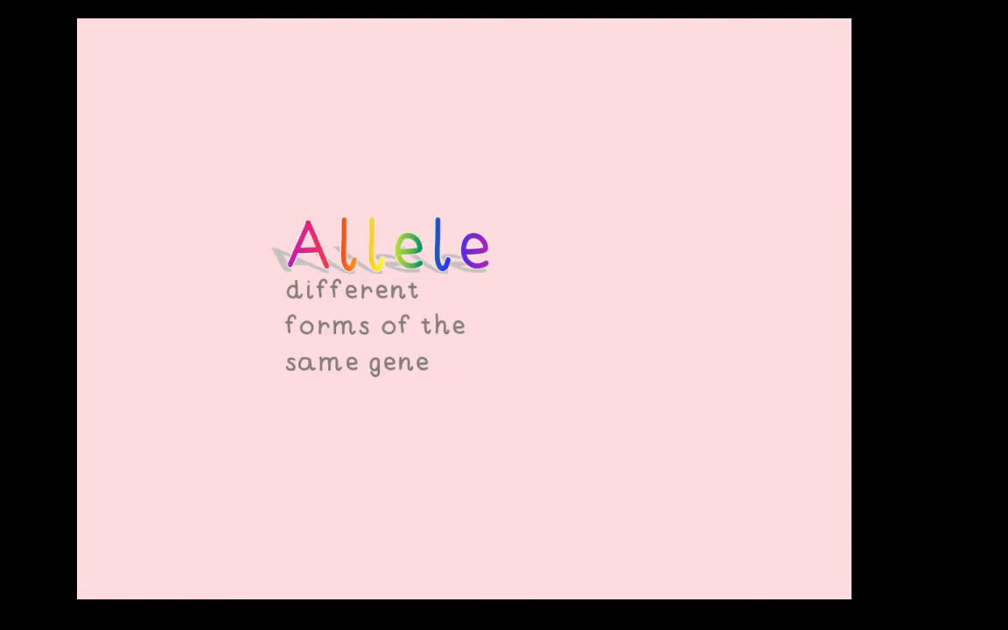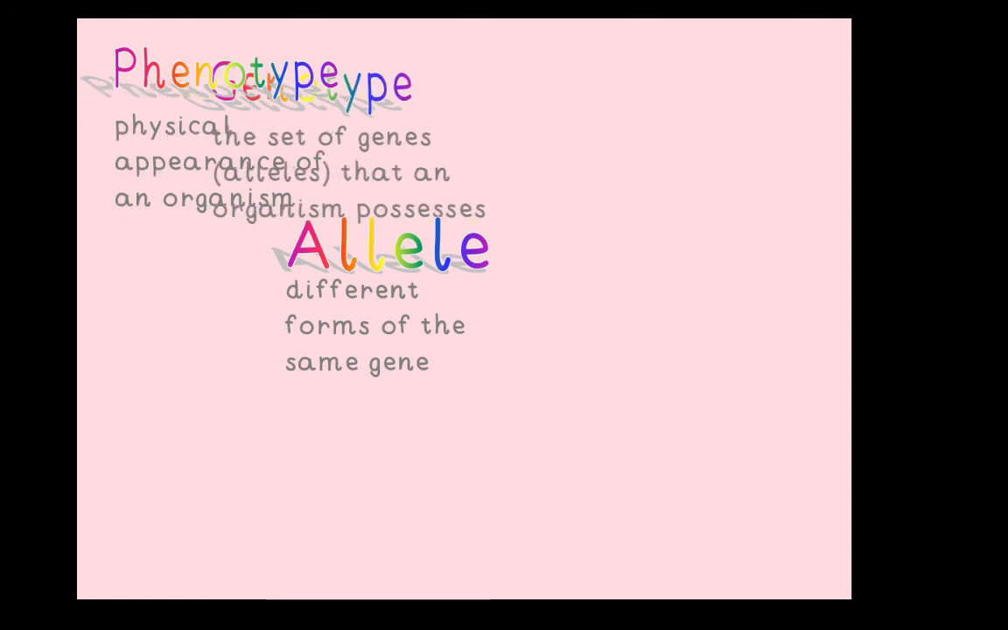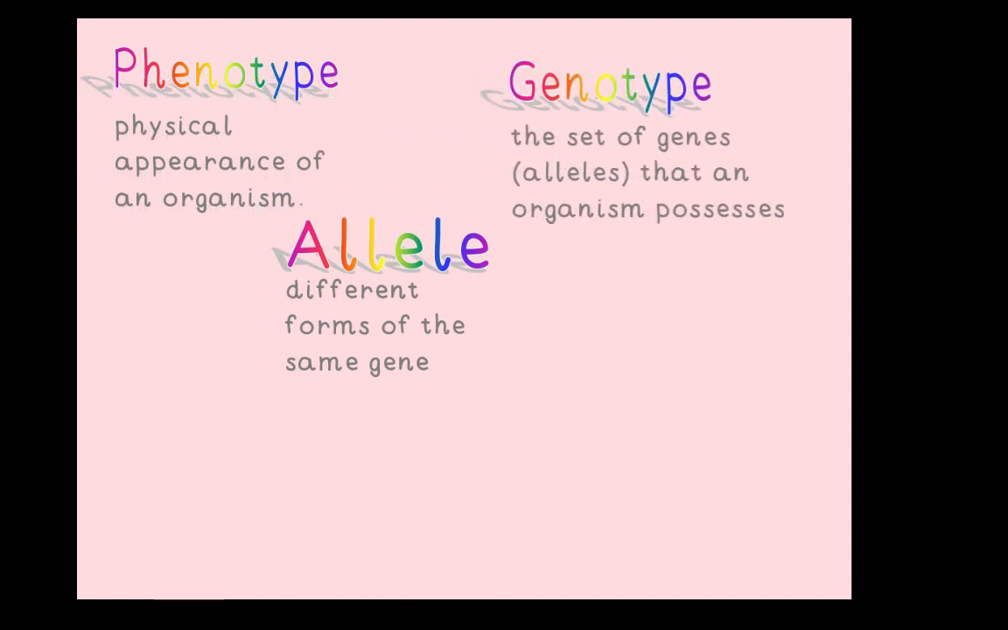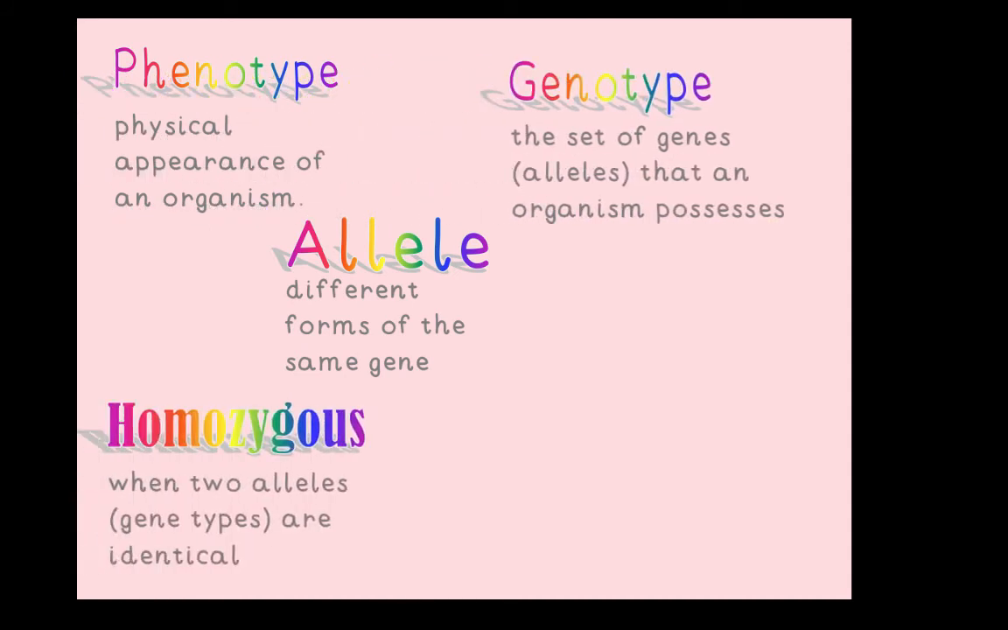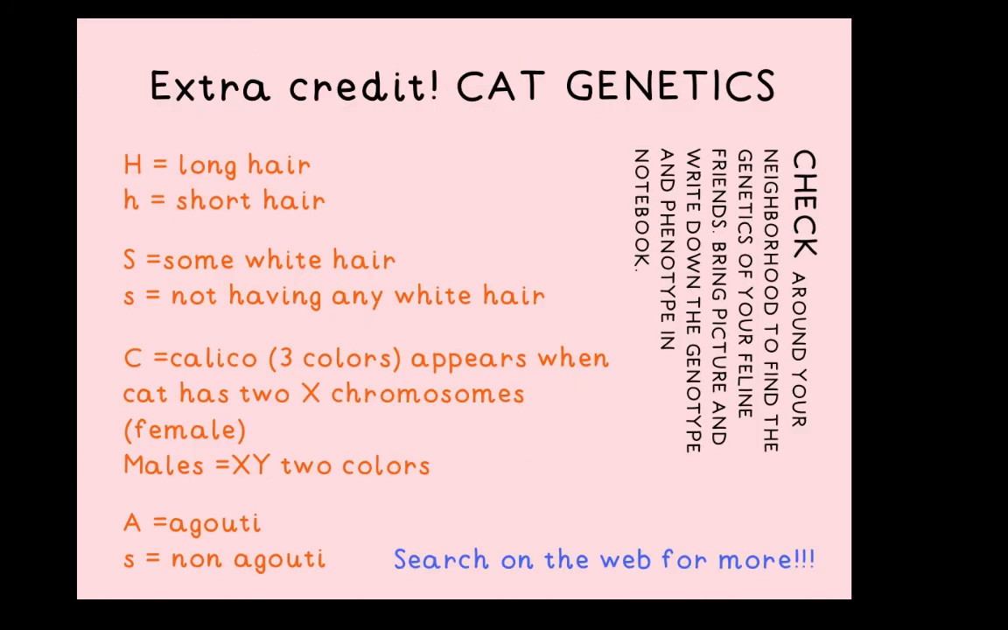Now we know that alleles are different forms of the same gene, that phenotype is the physical appearance of the organism, genotype is the set of alleles that an organism has, homozygous is when two alleles are identical, and heterozygous is when the two alleles are different. Here's an extra credit for you. Check around your neighborhood to find the genetics of your feline friends. Bring a picture and write down the genotype and the phenotype of what you figured out your cat is.